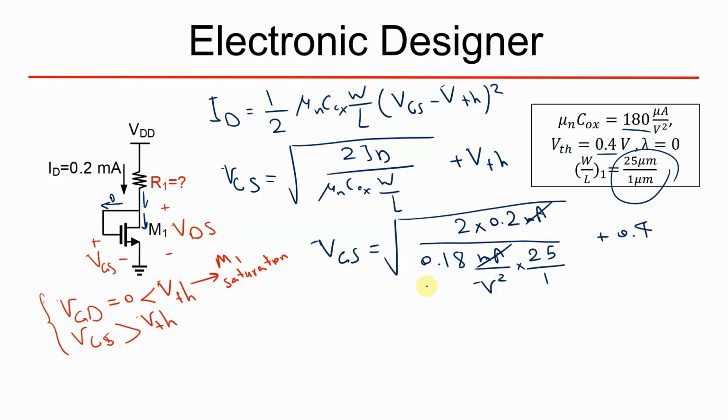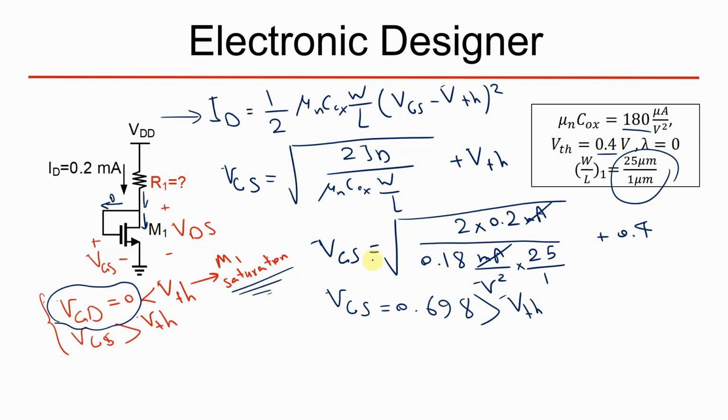If I use my calculator, I can get the result that the gate source voltage for this problem equals 0.698. So this value is greater than threshold voltage, and combined with the gate drain voltage equal to 0, the device works in saturation. Our assumption is completely right to get this formula for drain current. And finally, we have this as the gate source voltage.